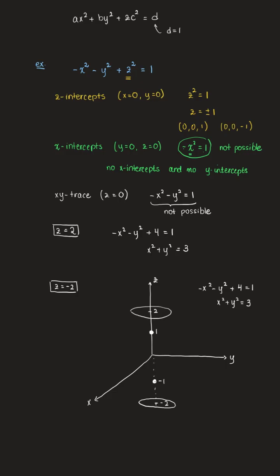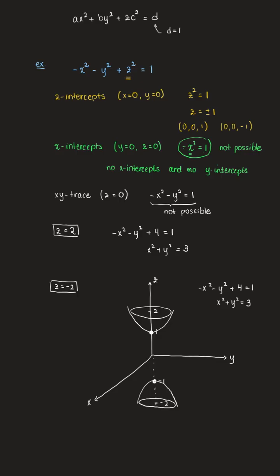So we could keep doing this and just checking for traces on planes parallel to the xy plane, because we know this object will never intersect the xy plane and has no x or y intercepts. And we're going to get little bowls, so increasing circles of increasing radii along traces when z increases in value or decreases in value beyond 1 and -1.